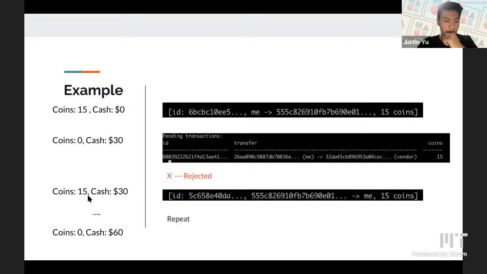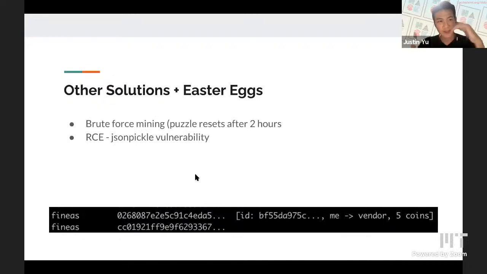So after that, I can sell the 15 coins again and get $60. So I end up with double the value that I had before. And this is the solution because basically every time you mine a block successfully, you will double the amount of HackCoin you have instead of just getting 10. And that's how you reach $1 million. So that's a very long explanation, but it's a complicated process.